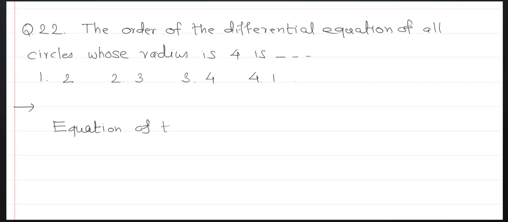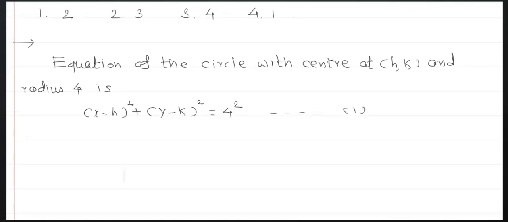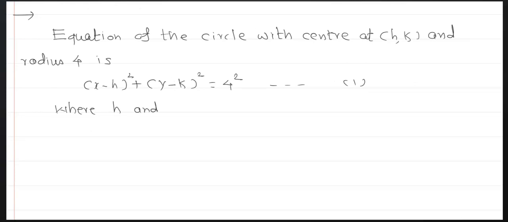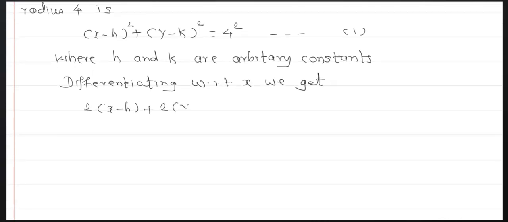Now the equation of the circle with the center at (h, k) and radius 4 is (x minus h) whole square plus (y minus k) whole square is equal to 4 square. And here there are two arbitrary constants, h and k, so the order will be 2. Therefore, it's clear that its order is 2. But how did I get that? Here is the solution.